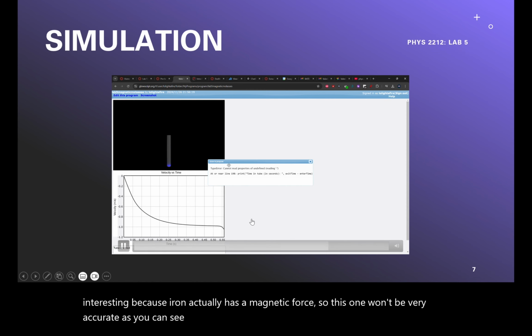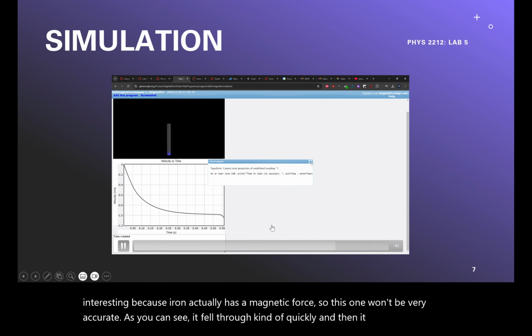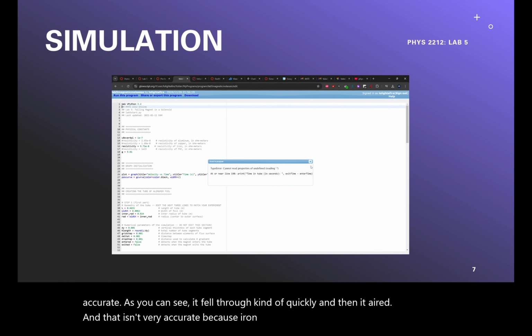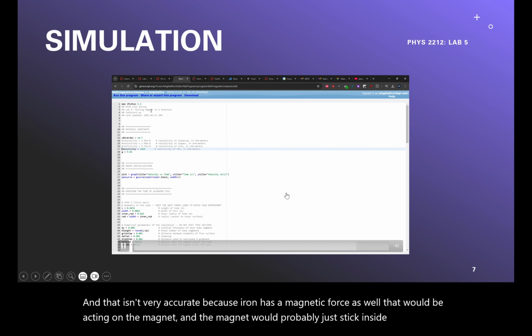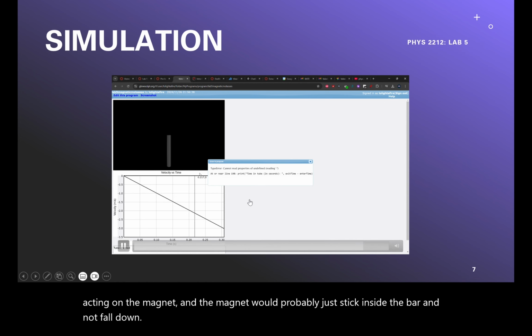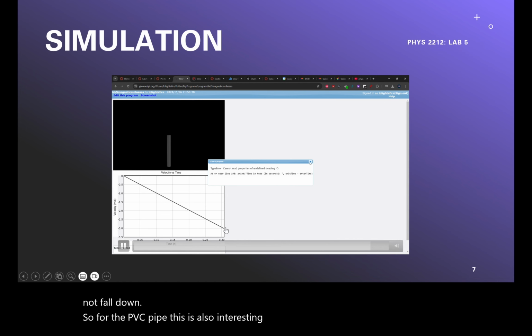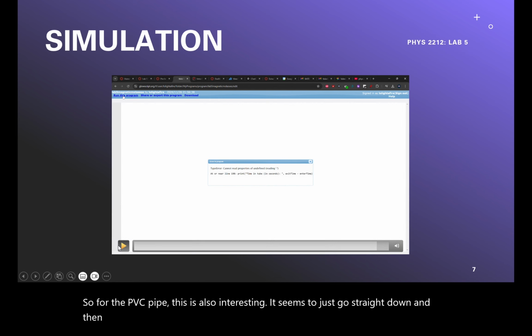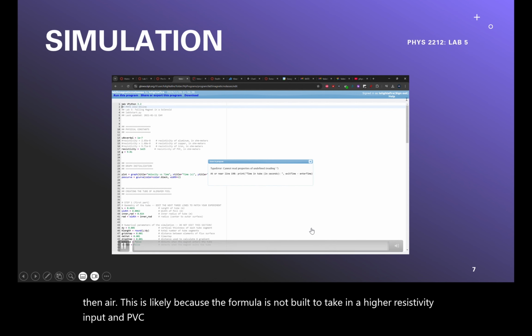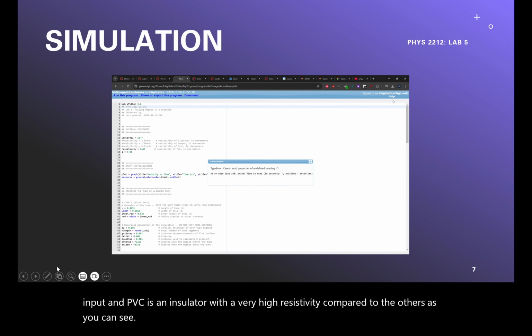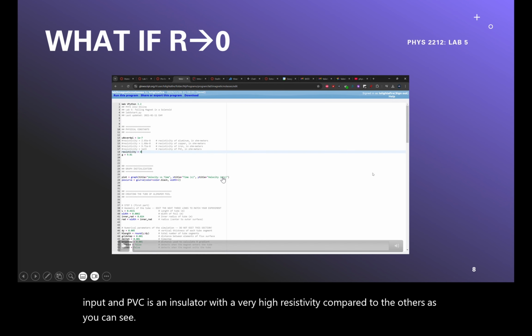Now, trying out the iron, this is the most interesting given that iron has a magnetic force that it applies as well. It's shown as though it's falling quickly in the simulation, but we know that that's not true because the force also has an impact. And because of the magnetic force, we know the magnet would probably stick to the iron tube and never fall through. For the PVC, it also errors, and this is likely because the formula that we're using isn't really built to have a very high resistivity input like the PVC has.